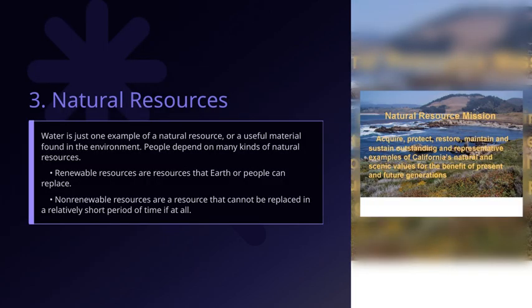Now, let's talk about natural resources. Water is a great example of a natural resource, which simply means a useful material that we find in our environment. But it's not just water. There are many other resources that people depend on every day. Some natural resources are renewable, meaning they can be replaced naturally or by human effort over time. Think of trees for paper or wind for energy. These are resources that Earth or we can replenish.